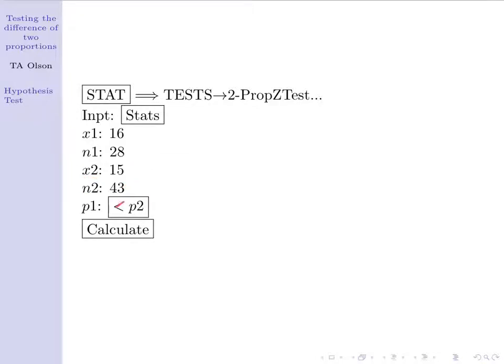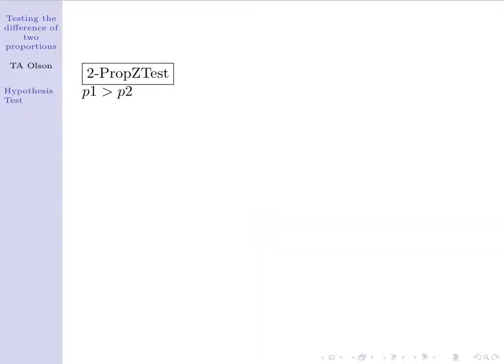And as always, I've found a typo. P1 is greater than P2 is the thing that we are calculating. Our claim was that the math majors are more likely than the English majors, so the ones are going to be greater than our twos as our alternative claim. And then we're going to calculate. So the output of our two-prop z-test, we're testing it as P1 is greater than P2. Z, the first thing that pops up, is our test statistic on the standard normal distribution.